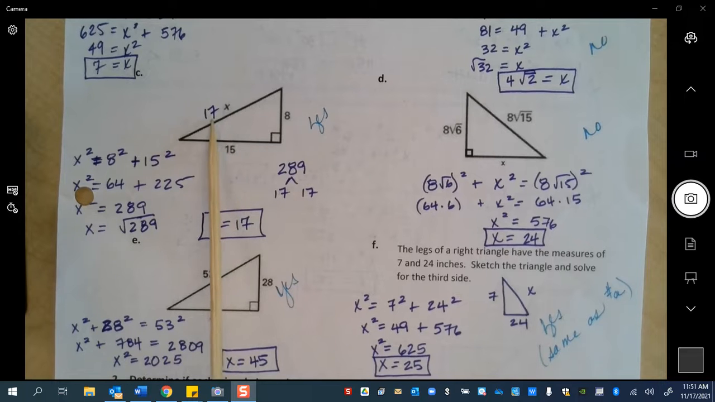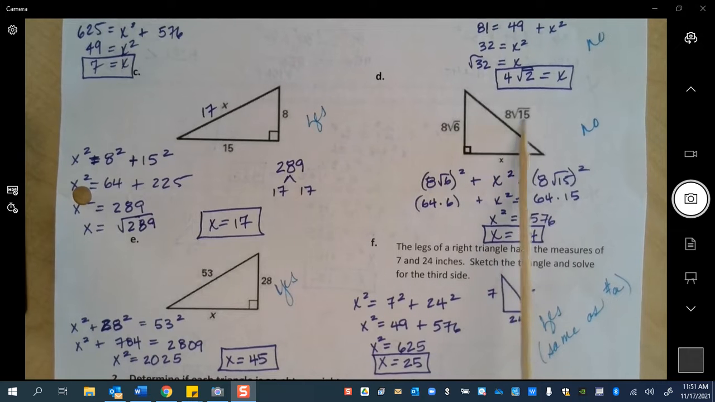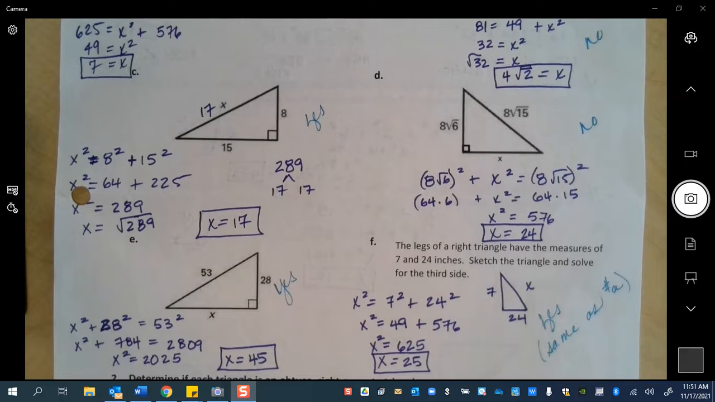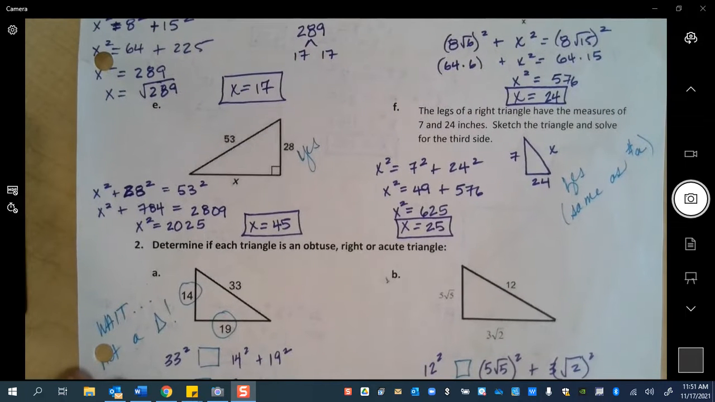Yes, this one's a Pythagorean triple. No, this one's not because of these two radicals here. Nice how this works out. Super. Awesome. But no, it's not a triple. All right, E and F.